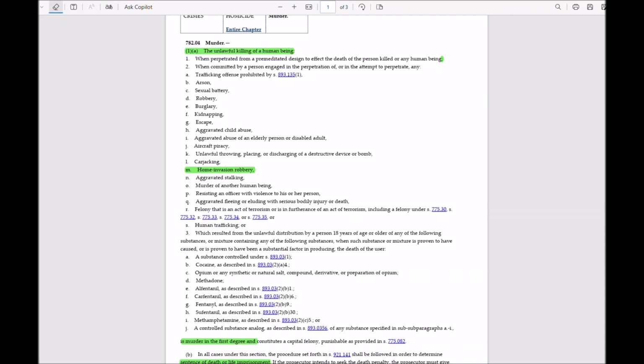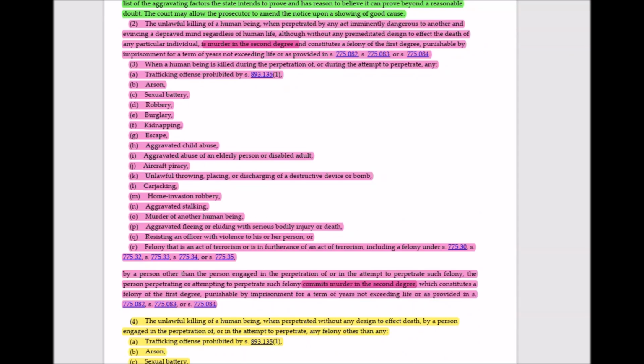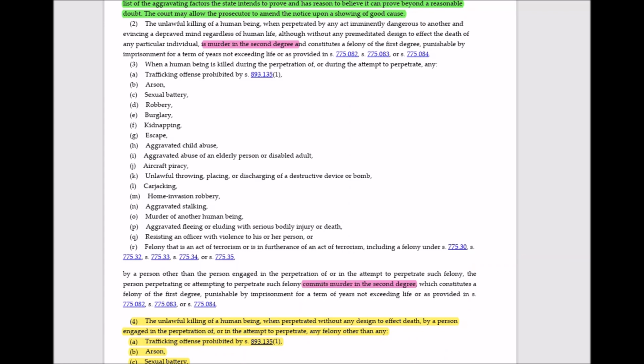Let's take a look at second degree murder. What's the difference between that and first degree murder? All right, highlighted in pink is everything related to second degree murder. We'll go ahead and erase the highlighting and break it down. There are actually 2 sections to it. We'll highlight it: there's section 2 and there's section 3. Section 2 pretty much is the unlawful killing of a human being when perpetrated by any act imminently dangerous to another, evincing a depraved mind without premeditation.